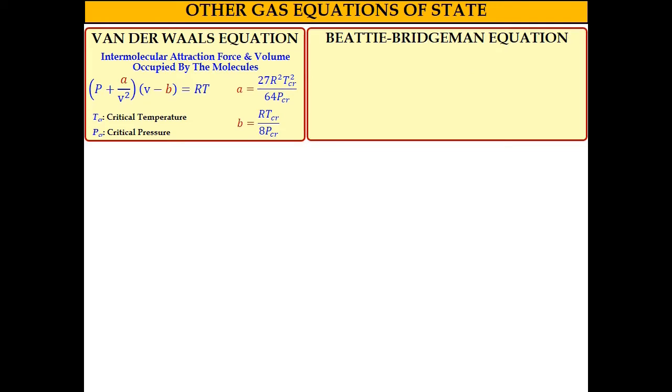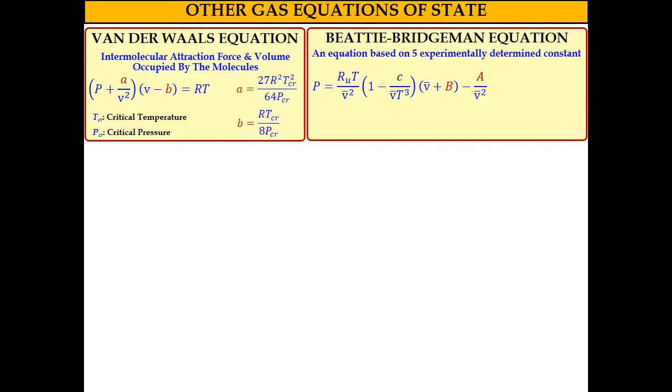Okay, the second equation of state is the Beattie-Bridgeman equation. This equation is based on 5 experimentally determined constants. Beattie and Bridgeman conducted experiments and obtained 5 different constants that are already known for a specific gas, in order to include them in their equation.